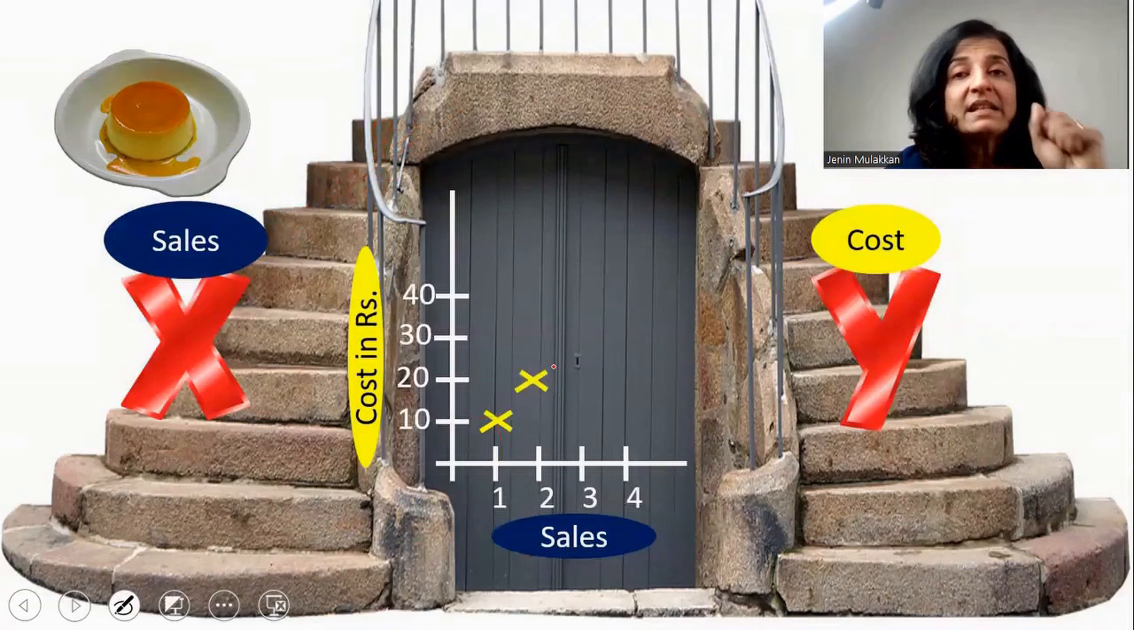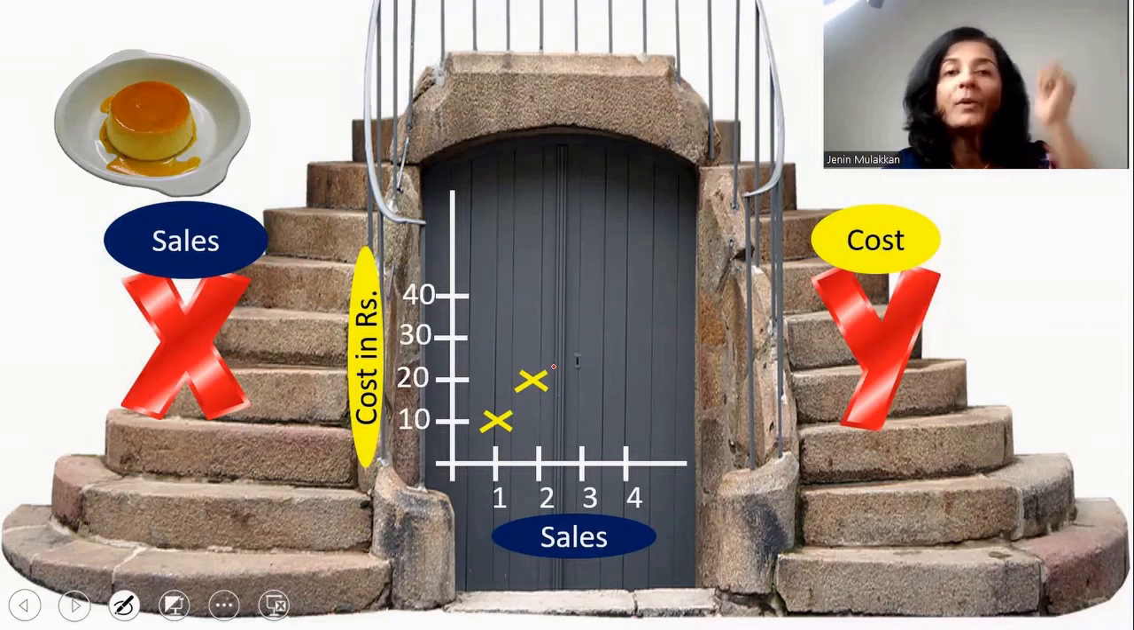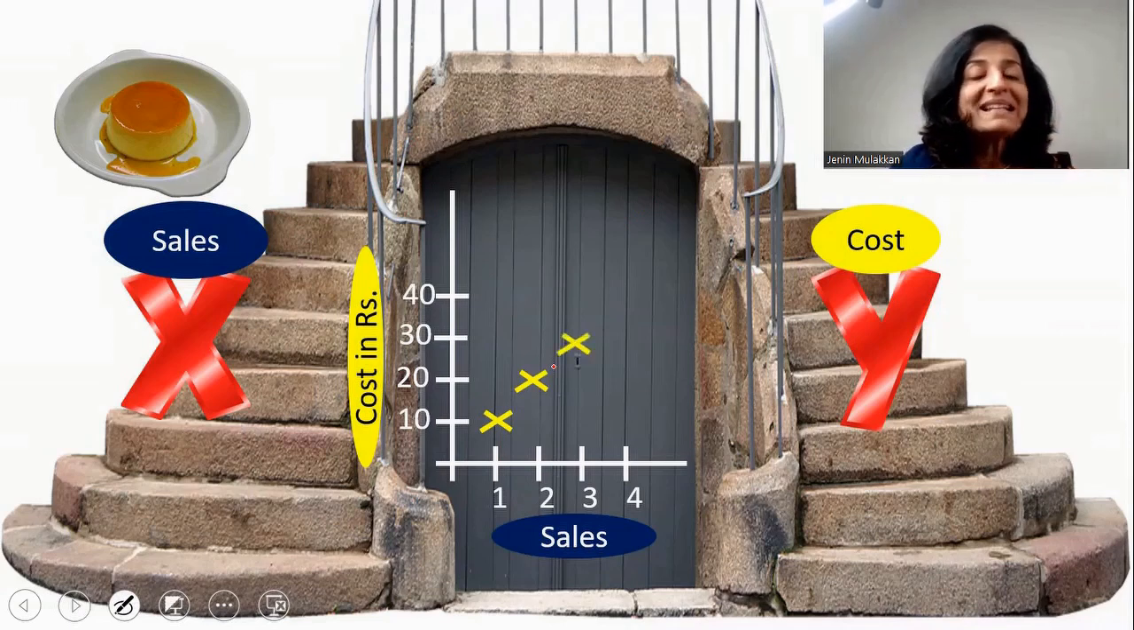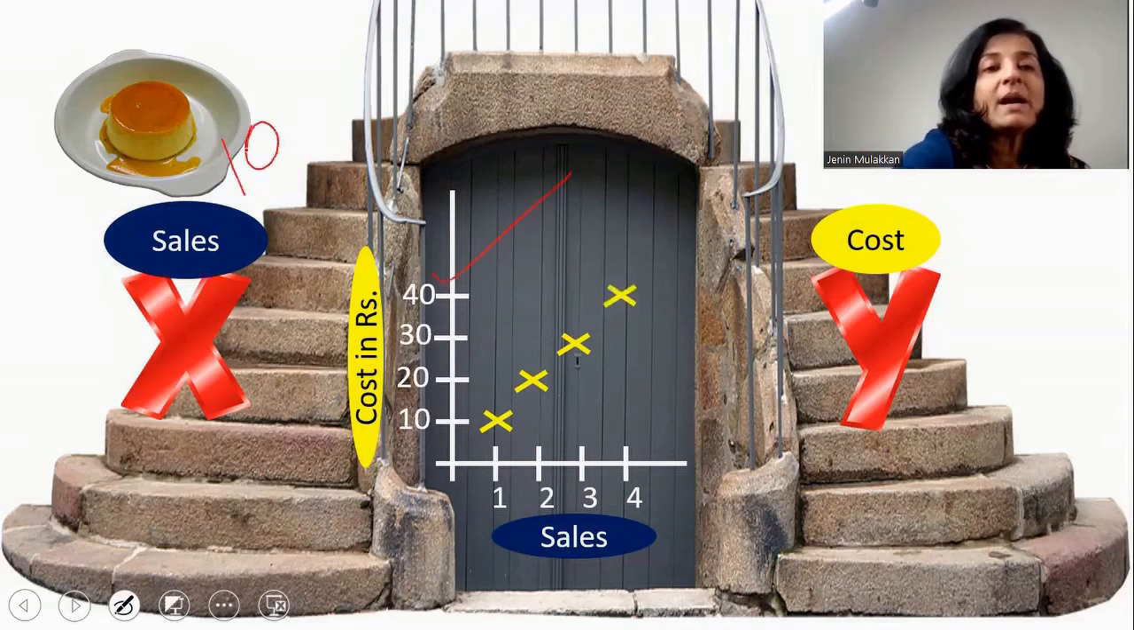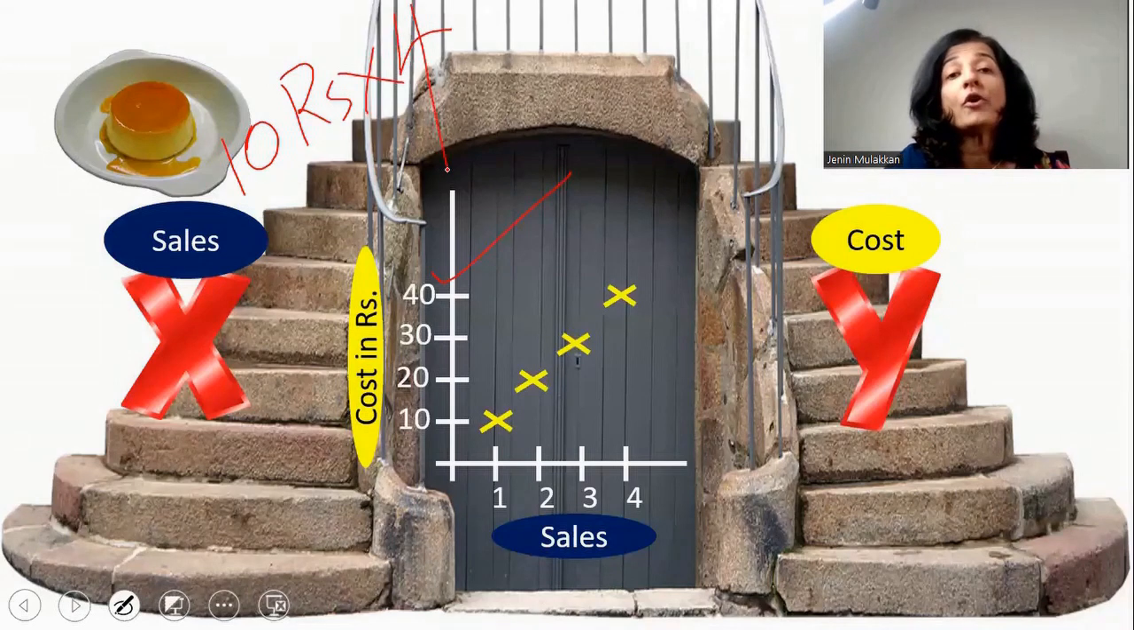And if you increase the number of puddings to say 3, that is, you're selling 3. Selling 3 means you're producing 3, right? So basically, the cost will be for 3 puddings, the cost is 30, because cost of 1 pudding is 10 rupees. And finally, for 4 puddings, the cost is 40 rupees. Why? Because 1 pudding is 10 rupees. So for 4 puddings, it is 10 into 4 or 40 rupees.